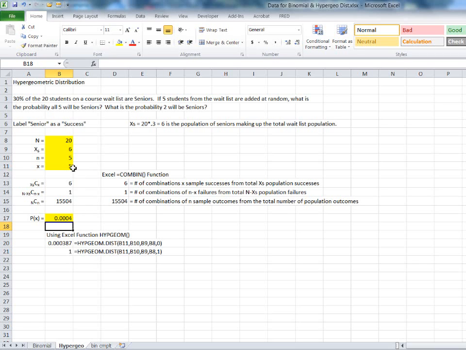So if you try to answer this: what is the probability 2 will be seniors? That's maybe a little more realistic, because now your probability is 0.3522. It was fairly unlikely to get all 5, but to get 2 is over a third likelihood. So that's some of the calculations involved in hypergeometric and binomial. If you have any questions, let me know.